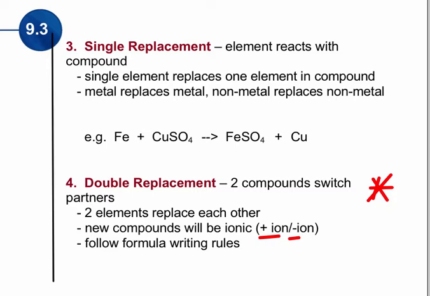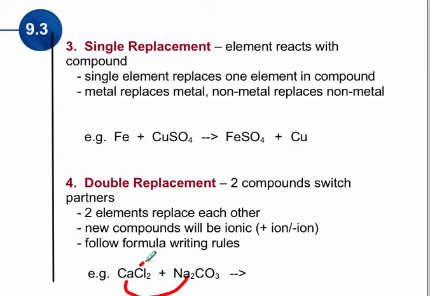So here's an example. Imagine we have CaCl2 and Na2CO3. We have 2 compounds. And what's going to happen in these 2 compounds is the metals are going to swap with each other. Or we could think of it as the non-metals are going to swap with each other, whichever way you like, and they just trade partners. They double replace each other. So what was once with the Ca now goes with the Na, or vice versa.